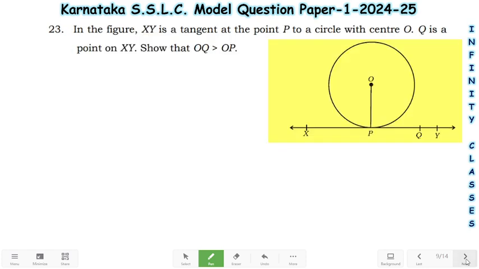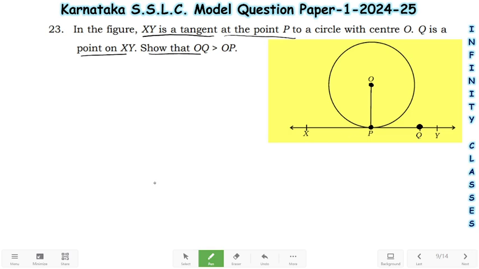Yes, so moving to the question number 23. Let us see the question number 23 here. In the figure, XY is a tangent at the point P to a circle with center O. Q is a point on XY. Then show that OQ is greater than OP.